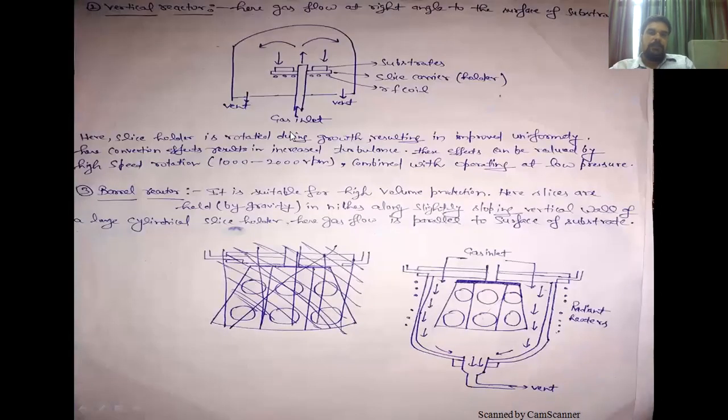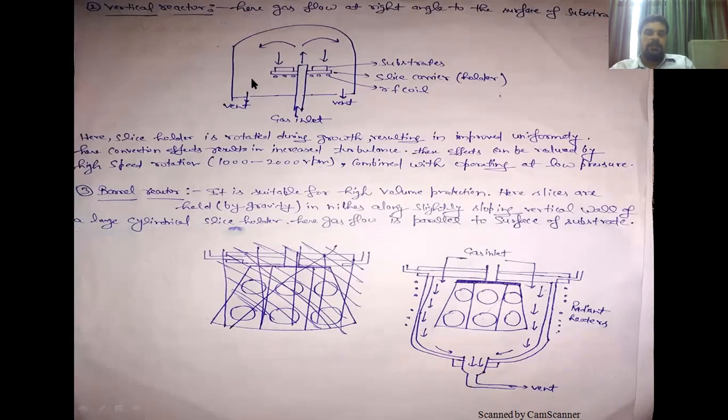Now, the second type of reactor is the vertical reactor. In the vertical reactor, this is your gas inlet. The flow of gas is basically perpendicular to the surface of the wafer. That's why it is called a vertical reactor. Here, gas flow is perpendicular to the substrate.